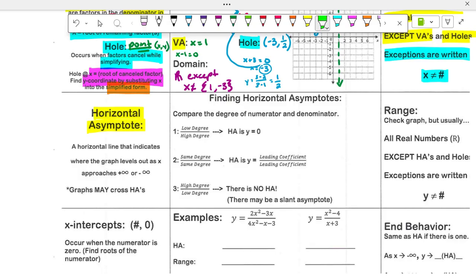Now, horizontal asymptote, very similar to vertical asymptote. The only difference is it's a horizontal line. So it's a horizontal line that indicates where the graph levels out as x approaches positive infinity or negative infinity. Now keep in mind, occasionally the graphs may cross the horizontal asymptote. That's usually if it has what we call a slant asymptote, which we don't talk about in this class. All right?